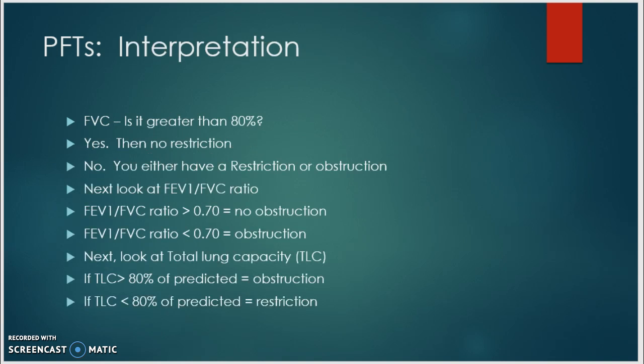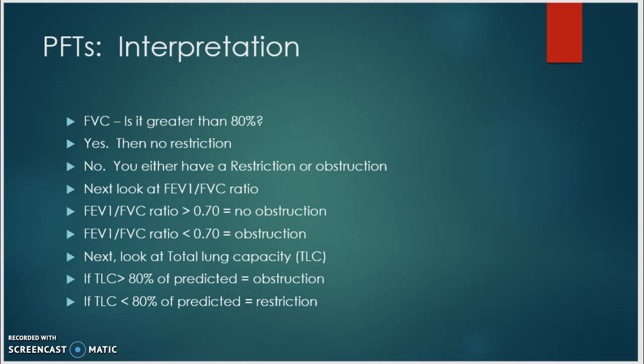So how do I know what my PFT is actually showing me? There is a great way to look at it. The first thing you want to do is say, I'm going to look at my forced vital capacity, so my FVC. Is it greater than 80%? If yes, then it indicates that there's no restriction. However, if your FVC is less than 80%, so no, it's not greater than, you either have a restriction or an obstruction.